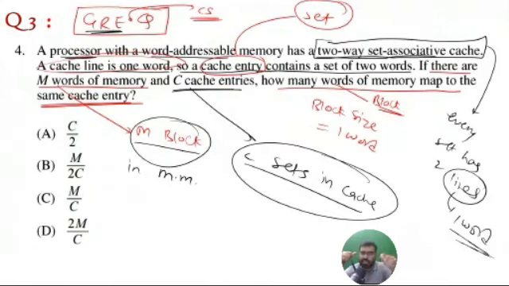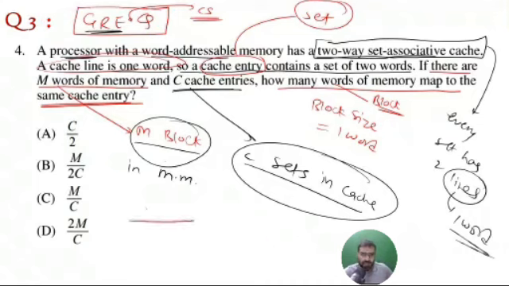In this question, everything is very clear. When you read the question, one word means one block. One block contains only one word. So word means block, block means word. Every line has only one word, and the cache entry has two words. It simply means that the cache entry is the set. So you have C sets in the cache memory and m blocks in the main memory. Now the question is asking how many blocks will map to the same cache entry. The answer is very simple. That will be equal to m divided by the number of sets. So the answer will be option C. Yes or no?